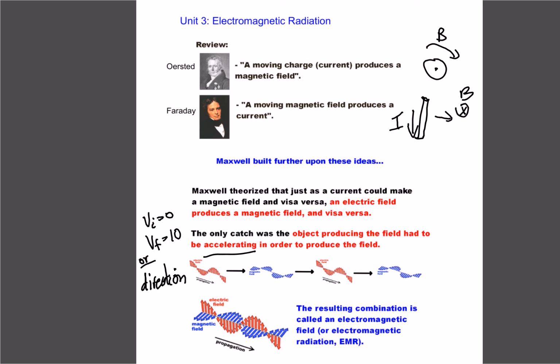Because they're connected to each other, we're going to keep them tied together, so we call it EMR, electromagnetic radiation. Radiation just means they're going to go outwards from the source, and then EM combines the electricity and the magnetism.